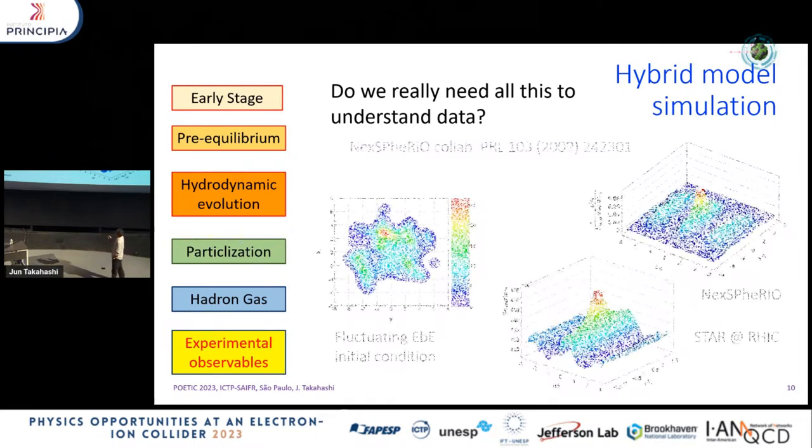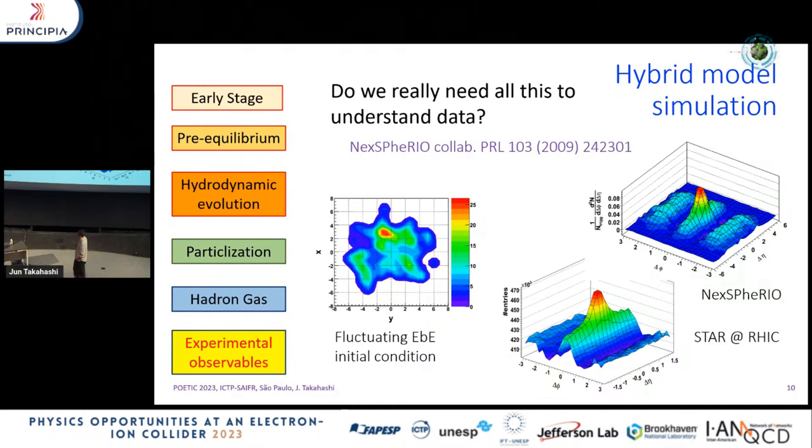We showed back in 2009, this is another collaboration, the Nexus collaboration, also from São Paulo and Rio, that some of the details that we observed in heavy ion collisions are very dependent on these boxes, right? This is a very old result, one of the first times that we used a full-blown simulation with a fluctuating initial condition. Back then, nobody used to do fluctuating initial conditions. And by doing this, we were able to reproduce a measurement that the STAR experiment, a heavy ion experiment at RHIC in Brookhaven, had.